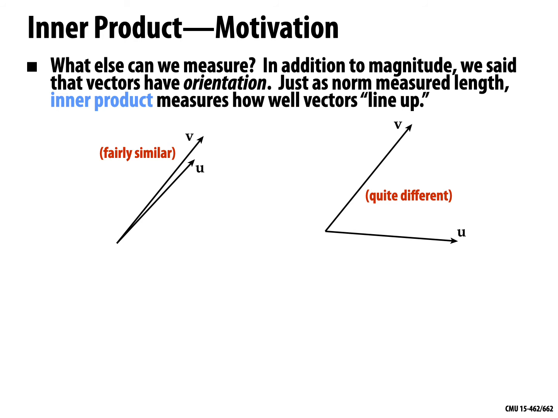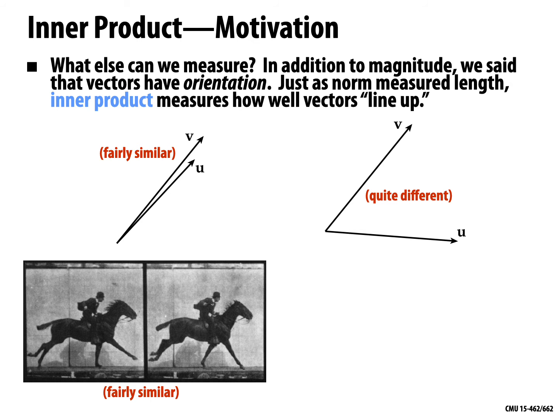What about other kinds of vectors? Not little arrows, but let's say images. So you might have these two images, two different frames from the same movie. You might say, I don't know, those images look fairly similar. Could we also say that they have a large inner product, maybe?